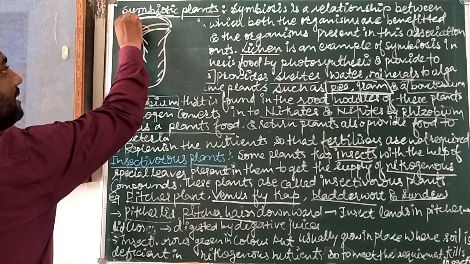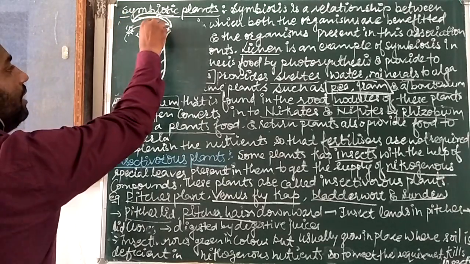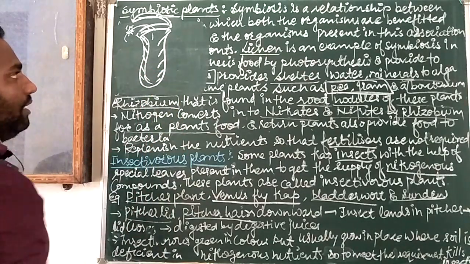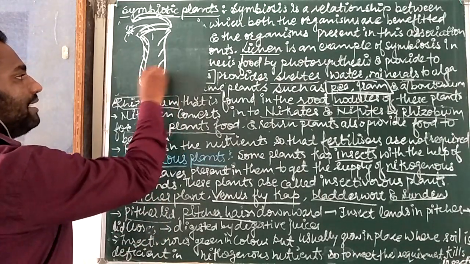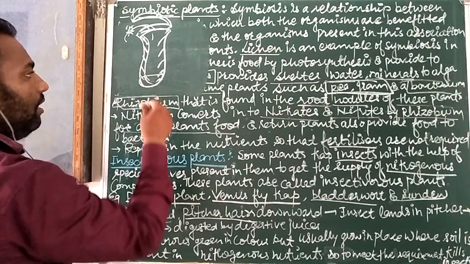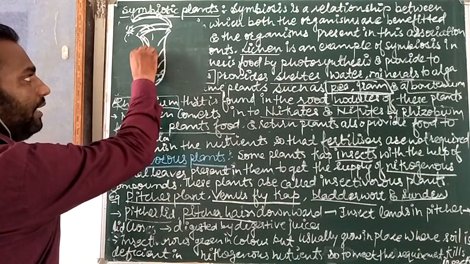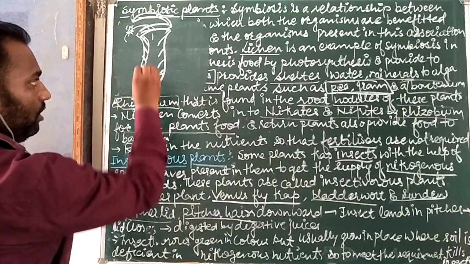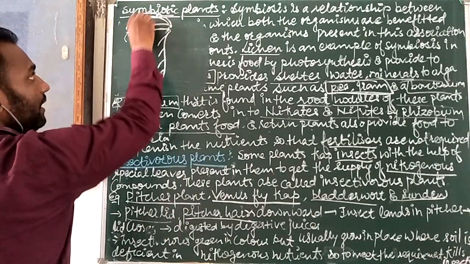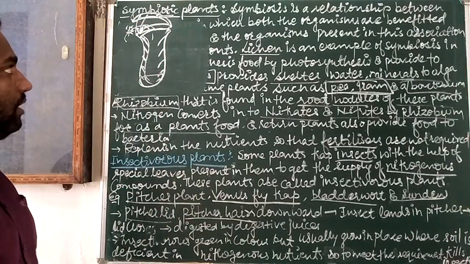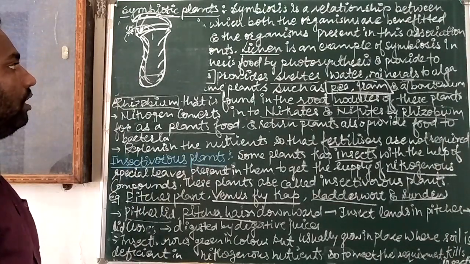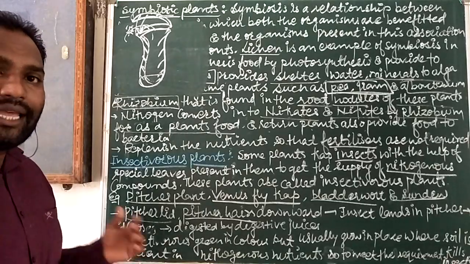When any insect comes and goes in here, then automatically the insect will go to the downside. At the bottom there is digestive juice, and due to these downward hairs the insect cannot climb up again, and already at the top the lid is closed. The lid is already closed. So this is the pitcher plant structure through which it can trap the insect.